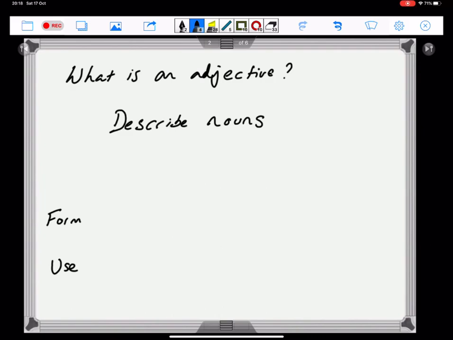We'll start off with some of the basic ideas. What is an adjective? The easy thing to do is to say that they describe nouns. Because they describe nouns, therefore, they are also going to have to agree in case, gender and number.